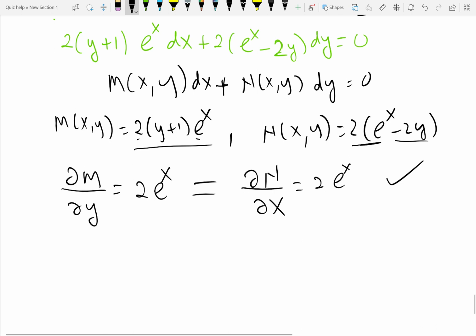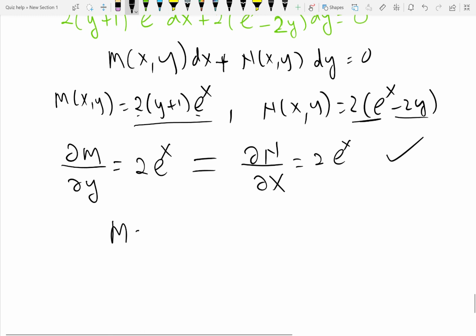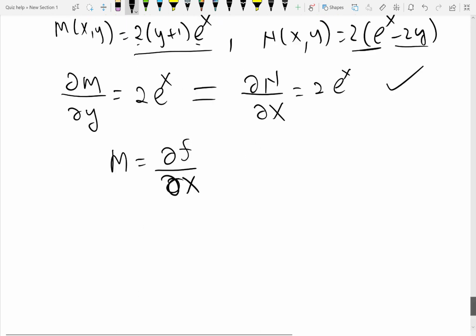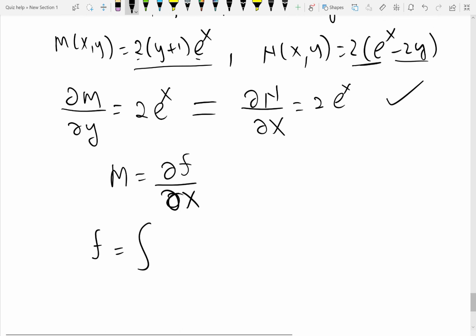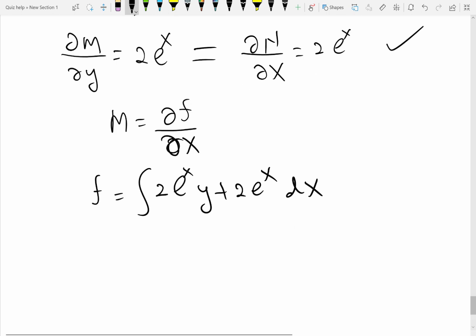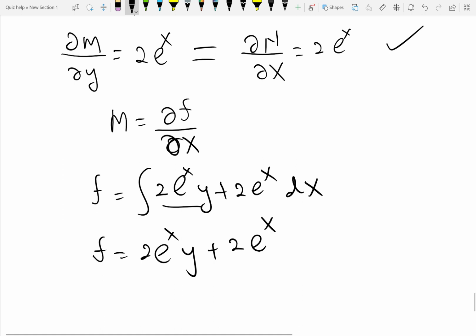We can proceed. At this point, you can pick either M or N. So let's pick M. By definition, M is the partial derivative of f with respect to x. To find f we integrate M, multiplying through by e to the x to make our integration easy. If you integrate with respect to x, the integral of e to the x is e to the x, so it's 2e to the x y, plus if you integrate 2e to the x, it's 2e to the x plus a constant. The constant here is a function of y because we assume y to be a constant.